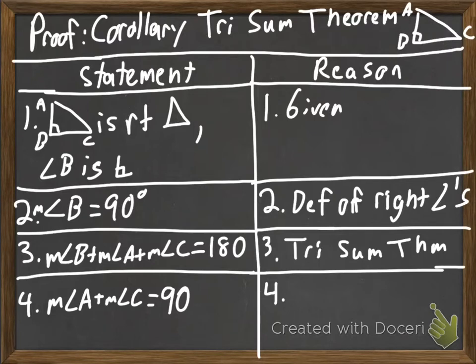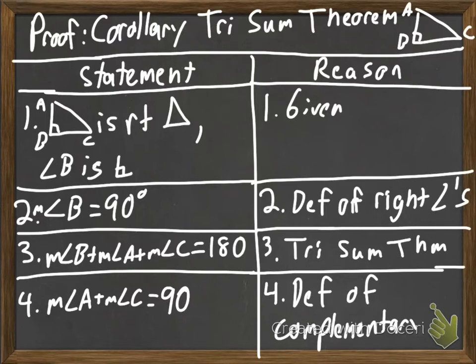And this right here states that angle A and angle C are complements of each other. I didn't mean to write that, I just meant to say that. And this is the definition of complementary angles. And there's your first intro to a proof. Most of our proofs aren't going to be any more than 4 or 5 lines.